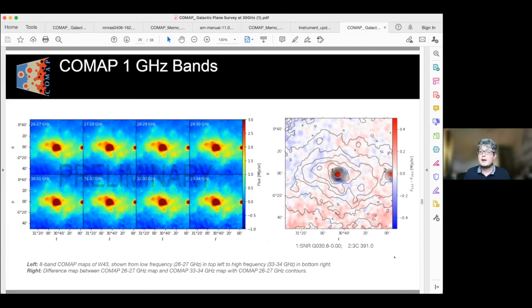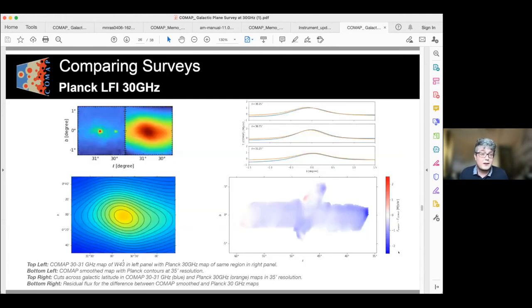Within COMAP, we've talked about having this 8 gigahertz bandwidth to play with. At the moment, what we're favoring for our galactic science is to split that up into 8 1 gigahertz bands. Then we can do some internal spectroscopy just within the data provided by COMAP. You can see for W43, I've produced all 8 bands on the left-hand side. While the differences aren't necessarily as pronounced there, on the right-hand side you'll see a difference map between the 26 to 27 gigahertz band, and then the higher frequency 33 to 34 gigahertz band. So we do see some differences between the two, and they can help us to identify those regions we want to dig into.